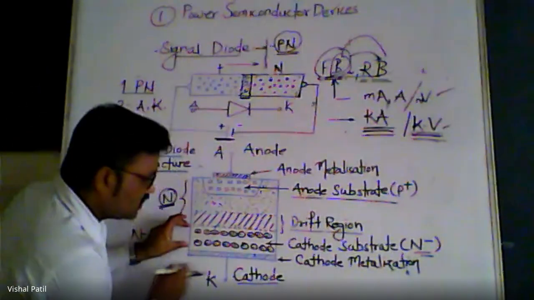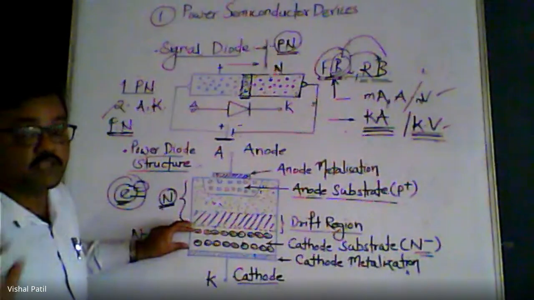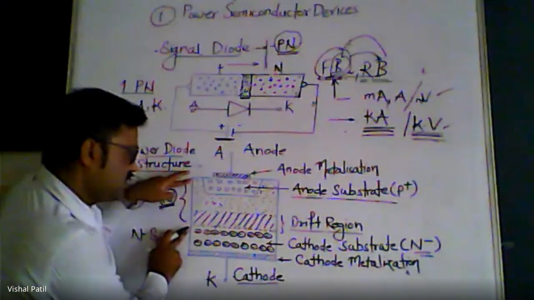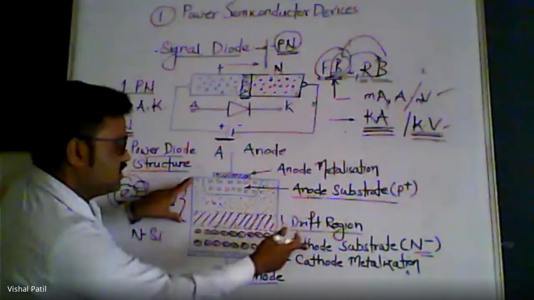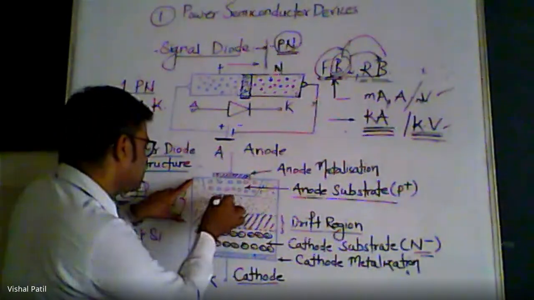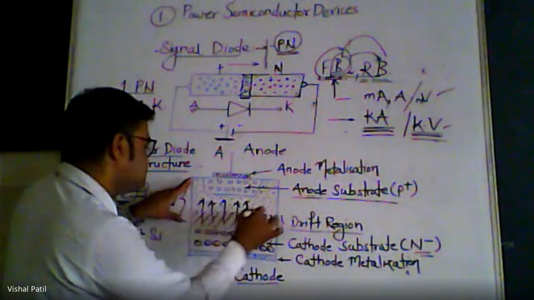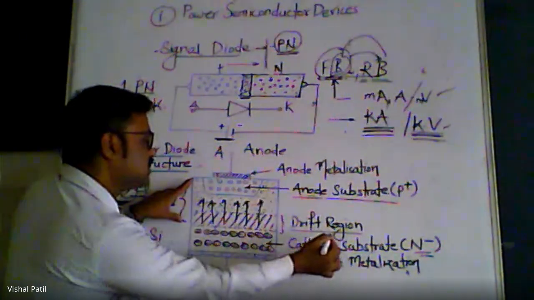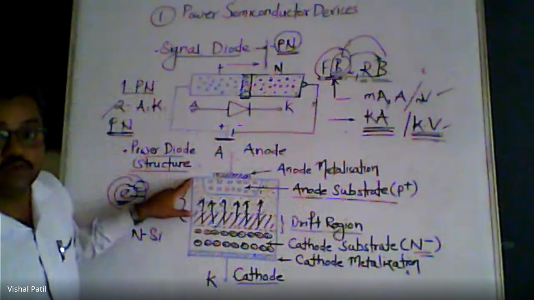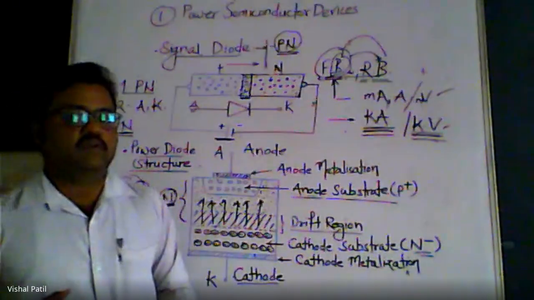Here in this part, the cathode substrate will behave like a normal cathode substrate, that is N type silicon material or N type semiconducting material. But here in this region, the behavior of this N substrate will be completely different. It will move more towards the anode substrate in this part. This type of growing of the cathode substrate we call epitaxial growth. So this is the structure of the power diode.